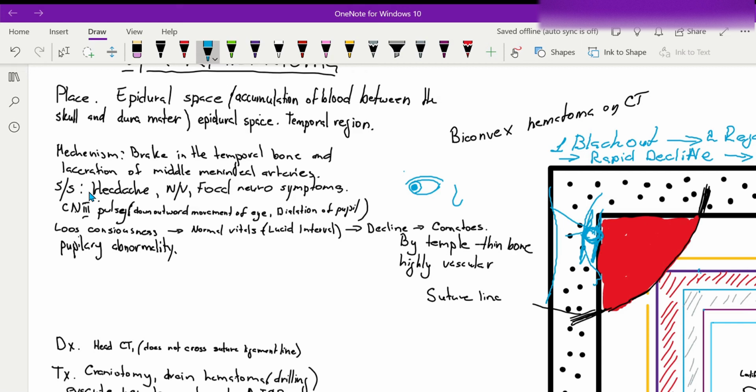So they will lose consciousness, as I said, blackout, then they will wake up, have normal vital signs, the lucid period, and then rapid decline and coma. So again, pupillary abnormalities will be seen.